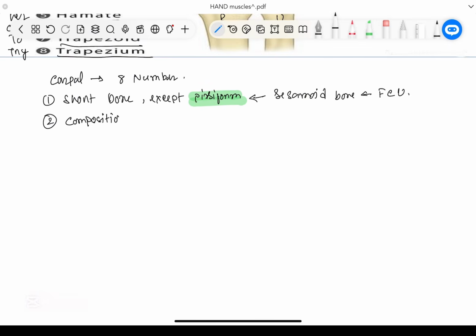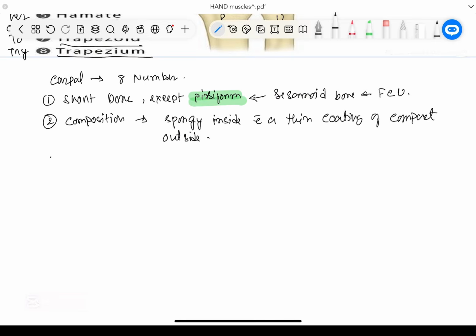It is composed of spongy bone inside with a thin coating of compact bone outside. So, inner mainly spongy bone with a thin layer of coating of compact bone outside.